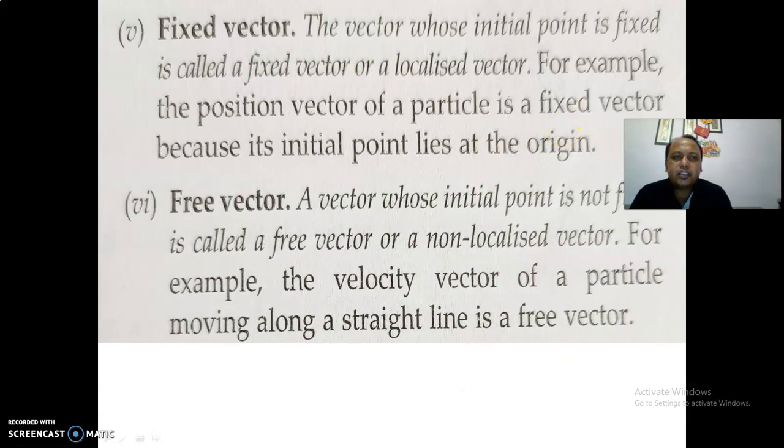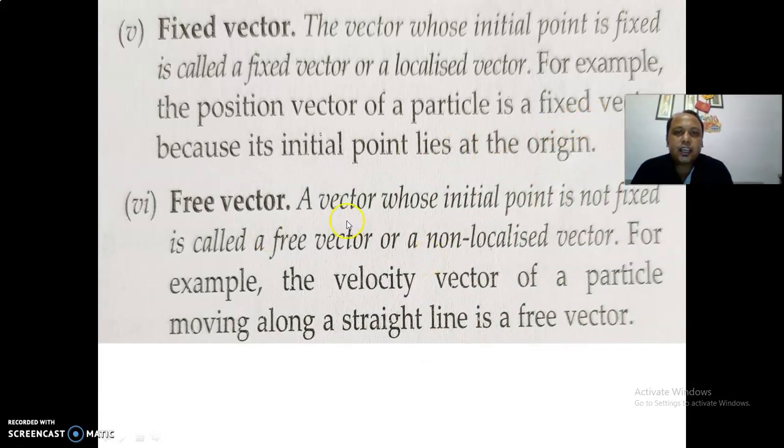Now next is free vector. A vector whose initial point is not fixed is called a free vector or a non-localized vector. For example, the velocity vector of a particle moving in a straight line is a free vector. When a body moves, the velocity vector will not be fixed. It will be moving along with the body because the body is moving. So that kind of vector is a free vector which moves, which is not fixed.